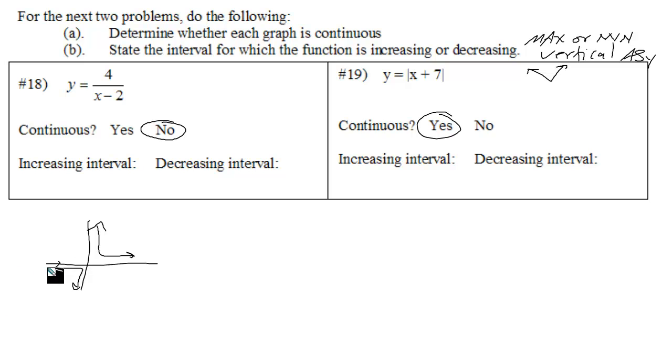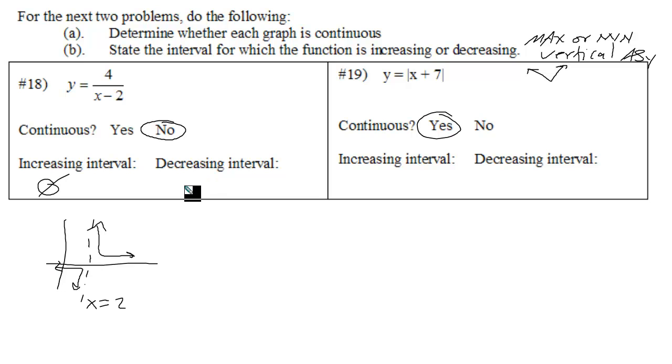You can see here from left to right, it's going down. Here from left to right, it's also going down. If the function is increasing, that means from left to right it's going up. Decreasing means it's going down. This is going down every place except for this vertical asymptote. So we just have to find it. This minus 2 translates this graph to the right 2, putting the vertical asymptote at x equals 2. So this graph is increasing, pardon me, nowhere.